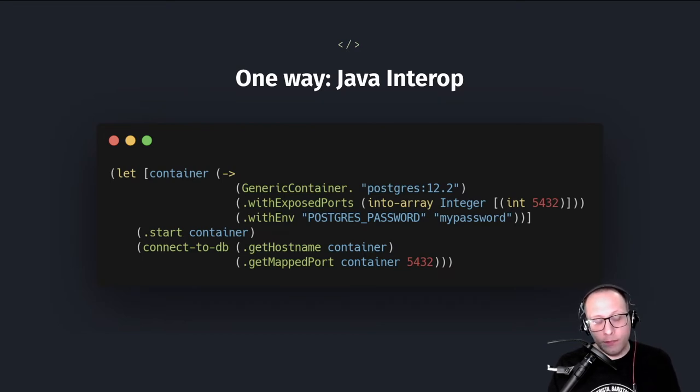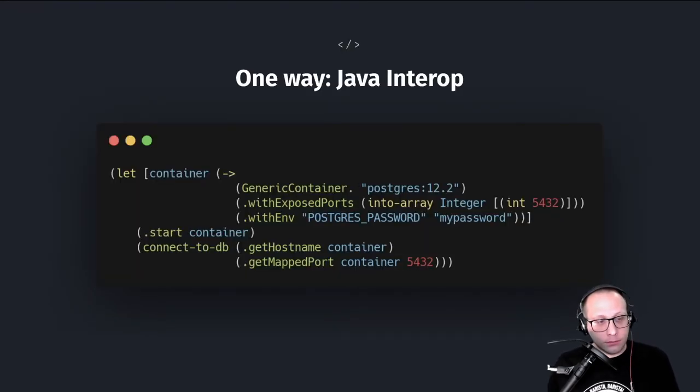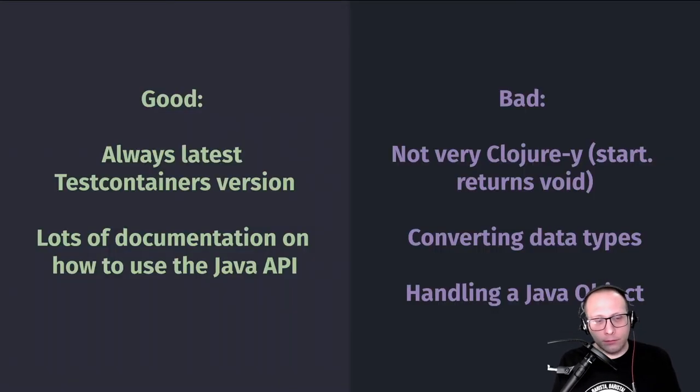And start mutates the container that we have in the let without returning anything. So that's not very Clojure-y. Also, we need to convert data types. You see it here again. With exposed ports, it accepts only an array of integers. There might be a more clever way to do that, but you can't just hand in a vector of integers. That doesn't work. And of course, you are having an instance of a Java object that you need to handle. So if you want to work with that, it's always Java interop.